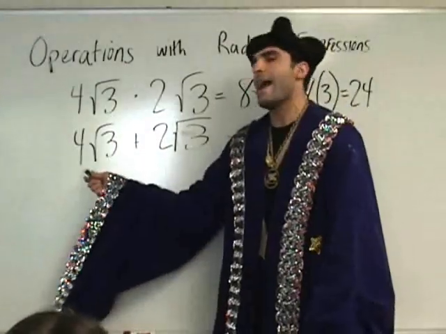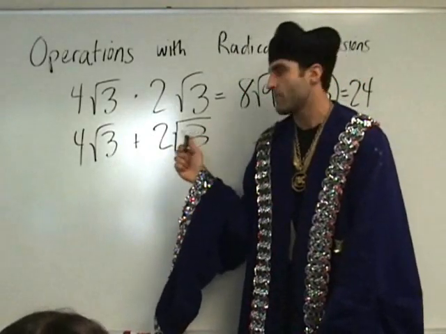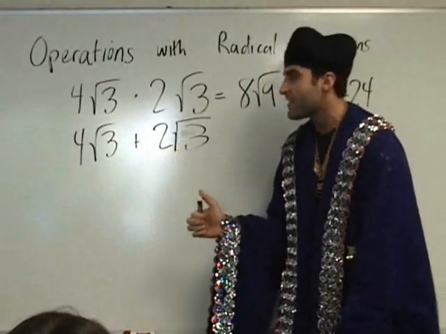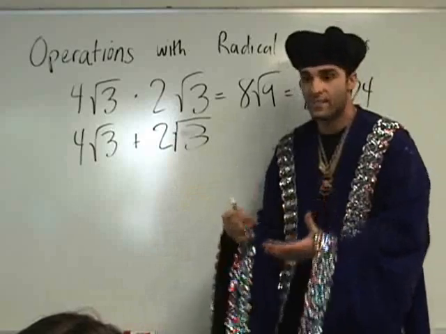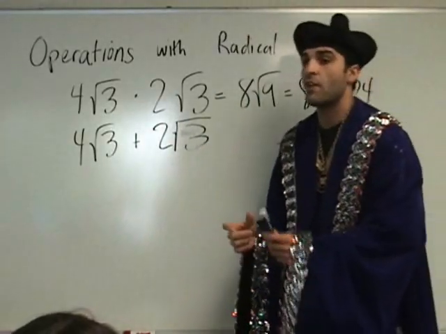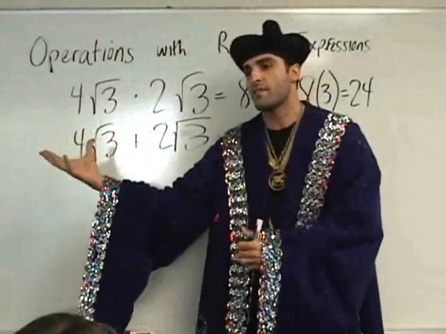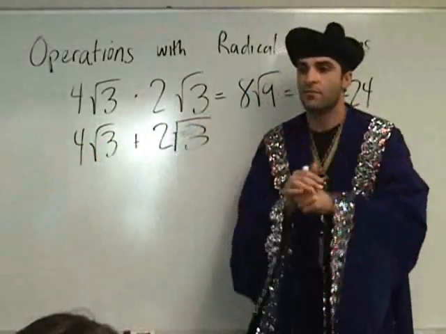If this were 4x plus 2x, what would the answer be? 6x. Okay. So 4 root 3 plus 2 root 3. How many root 3s do we have? 6. So it'd be the square root of 6? No. You're adding, so you don't change what you have. In one hand I have 4 root 3s. In the other hand I have 2 root 3s. Together I have 6 root 3s.